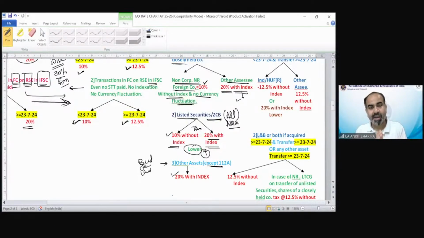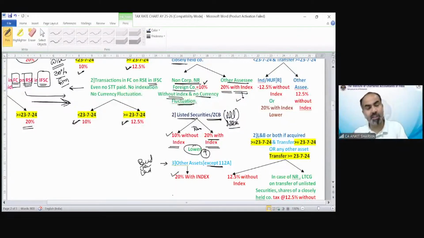For other assets, if it is a closely held company's shares or unlisted security, if it is a foreign company or non-resident, 10%, other assessee 20%. If it is a listed security or zero coupon bond, then we have to calculate tax twice. Once gain without index and apply the rate of 10%. Once with indexation applied and the rate is 20%. The lower would be the tax liability. And for all other assets except these two, the rate would be 20% with index.